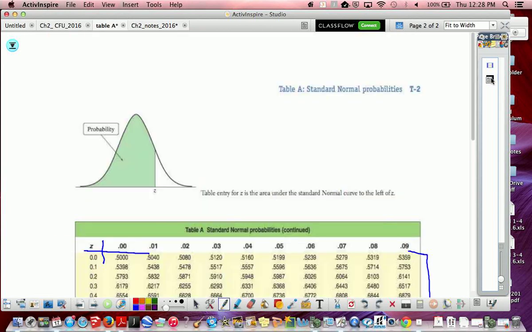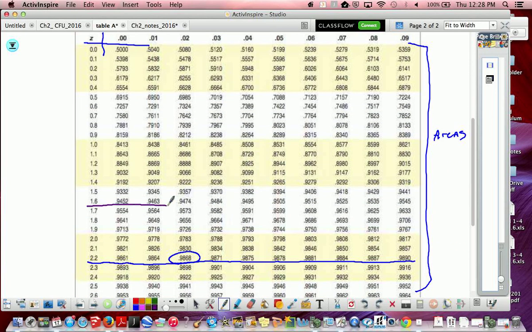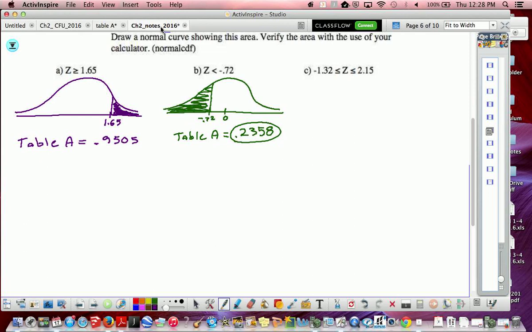And just to show you, I'll go to my table A. I need to go to the positive side. Need to look at 1.65. So 1.6, 1, 2, 3, 4, 5. 0.9505. Now, is that my area? No, it's to the left. 0.9505 is this area right here that's not shaded.